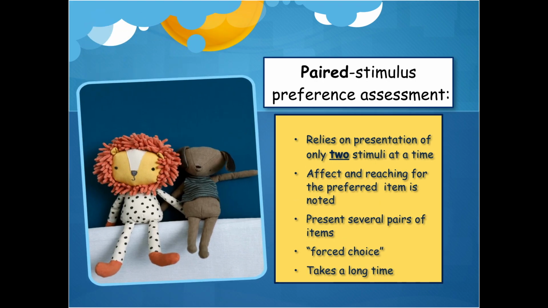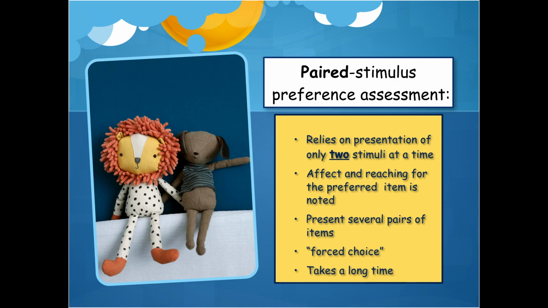Then we have paired stimulus preference assessments. In this type of assessment, you hold up two items at a time. You look for which item the child may reach toward or which one they show more of a positive affect for. This is also known as forced choice and can take a long time, but for some learners, it's the best option.